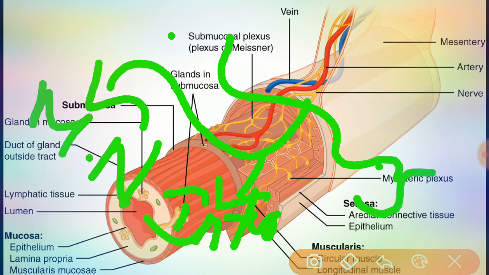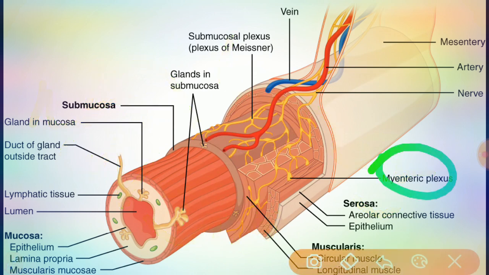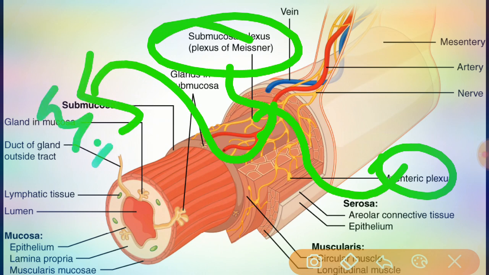See, the enteric nervous system consists of 100 million neurons, and they extend from the esophagus to the anus, and there are two plexuses. The first plexus is the myenteric plexus and the second one is the submucosal plexus. The submucosal plexus we call the plexus of Meissner, and the myenteric plexus we call the plexus of Auerbach. These two plexuses mainly consist of three types of neurons: first the motor neurons, second the interneurons, and third the sensory neurons.